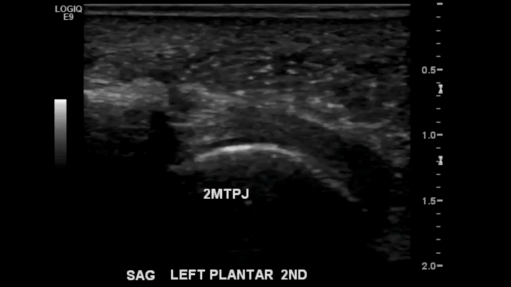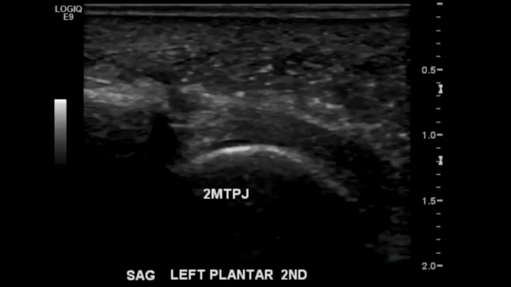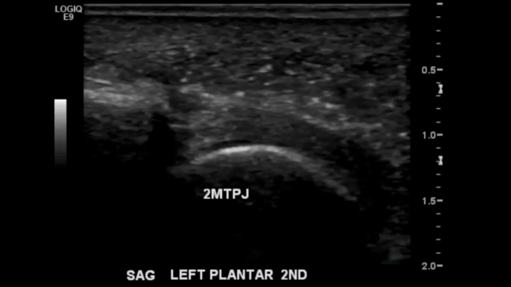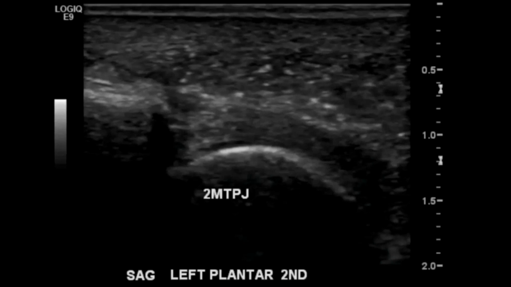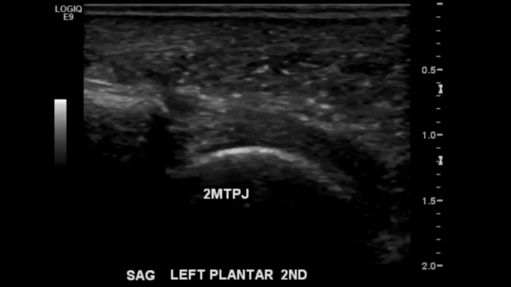You can have thinning, flattening, and even non-visualization of the plantar plate, which may represent an extensive or chronic tear. We can see the typical secondary findings as well with pericapsular fibrosis and assess for the presence of pseudoneuromas and plantar plate distance.